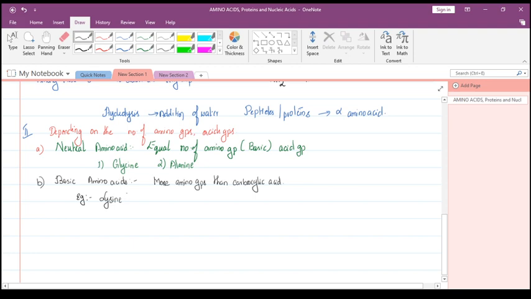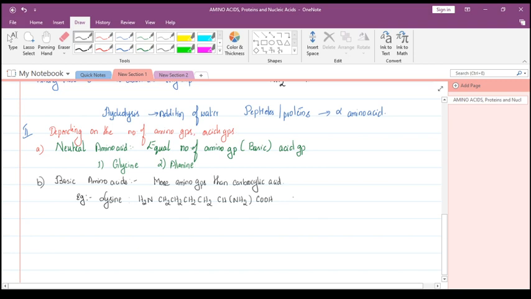Lysine. Okay, lysine is actually alpha, epsilon diamino caproic acid. H2N, CH2, CH2, CH2, CH2, CH, again one more basic group is there, NH2, COOH. It is lysine.